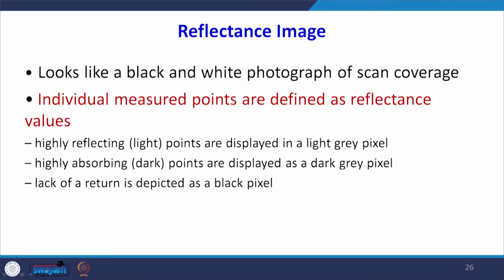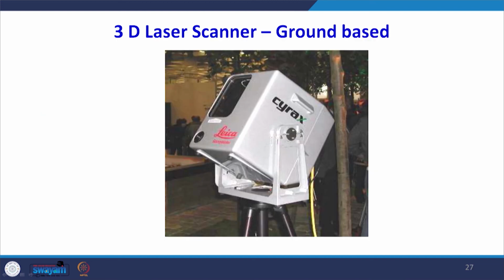Then we can get the reflectance images also. If we create the image, it will look like a black and white photograph. The highly reflecting points, light points, are displayed in light gray pixels, whereas certain points which absorb the beam will appear as dark gray pixels. And if there is no return from the object, then that will appear as a black pixel. So if we see that in the form of gray shades, we should know the relationship of the reflectance of the gray values with the type of object which is present.